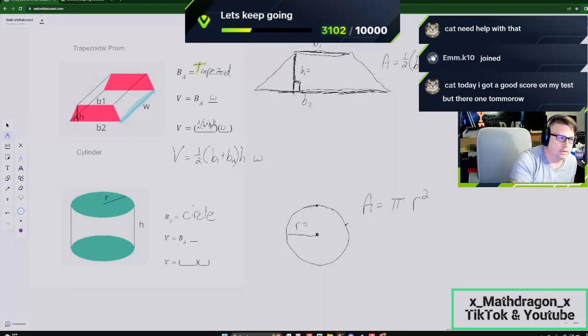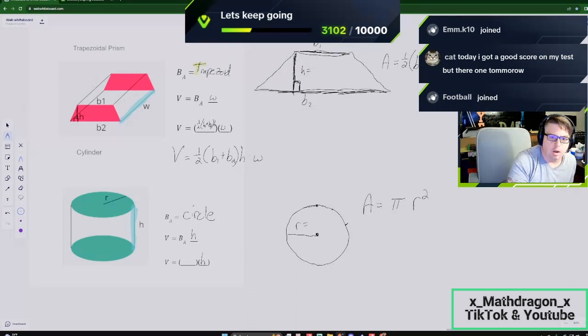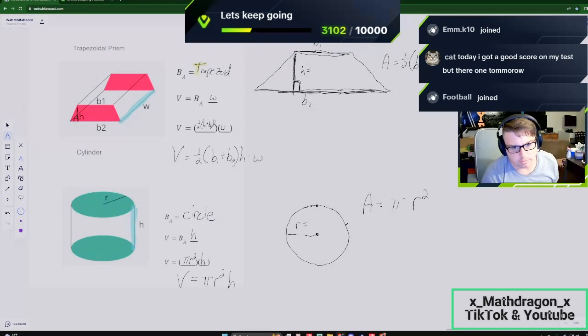And then once again, the distance between the two faces, they're going to use an h this time. So we're going to do h. Now my base area is a circle, so we're going to do pi r squared. And then we write the volume. We're going to do pi r squared times h.